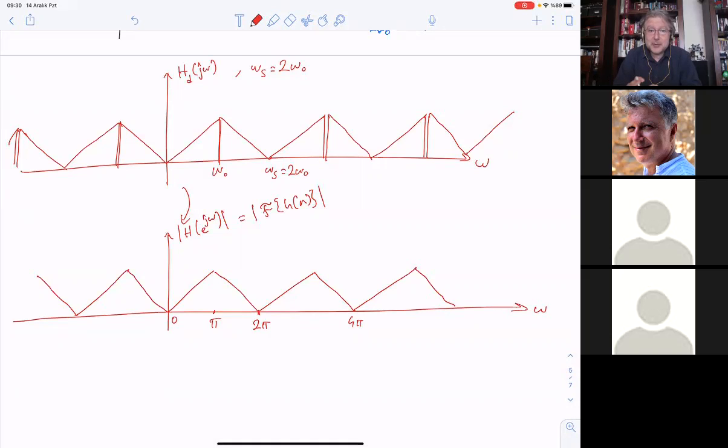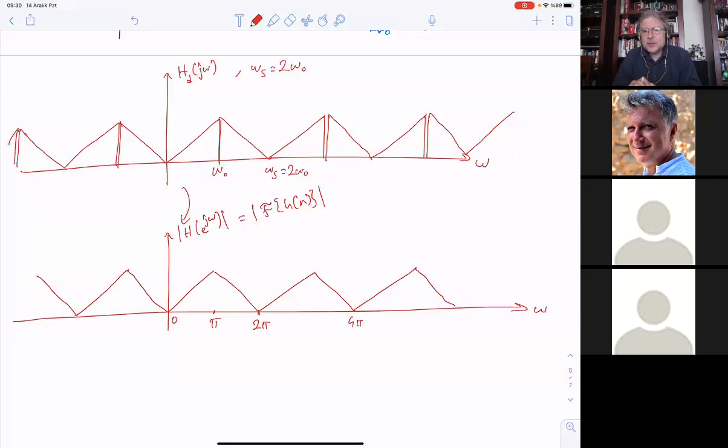It was already periodic with omega s previously by sampling, or by multiplying with an impulse train. Its spectrum became periodic with omega s. We make it periodic with 2 pi by assigning this way.